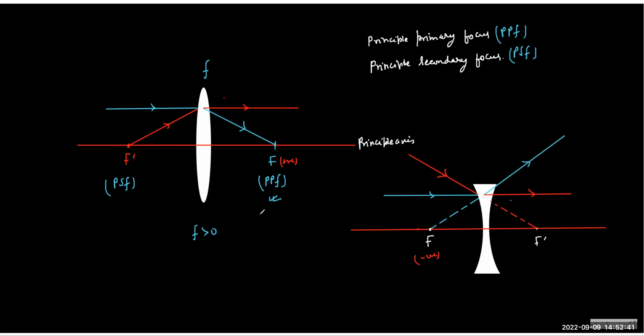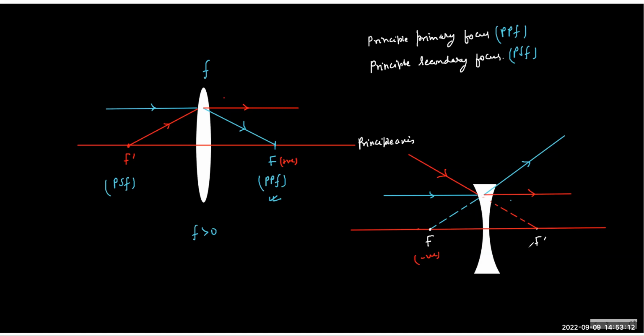Both are principal because both lie on the principal axis. The word principal comes from the fact that if the focus lies on the principal axis, we call it principal. If it doesn't lie on the axis, we call it secondary. But here we have two principal foci, both on the principal axis, so we have two varieties. This is the basic contrast from the mirror to the lens. When you move from mirror to lens, you have to be very careful.